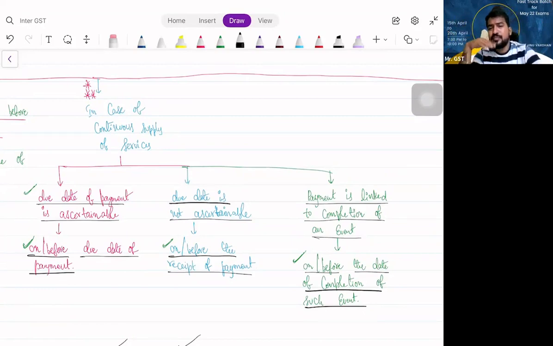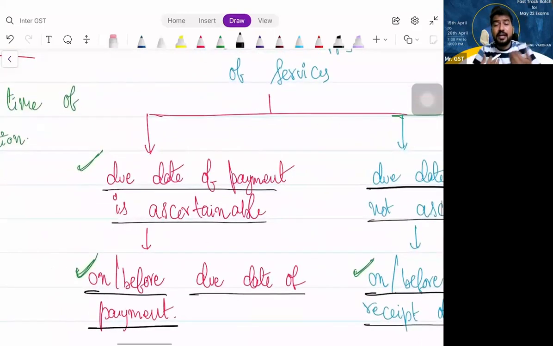Let us assume I am giving a contract to Divakar to construct my house. Obviously, it is a continuous supply of service. It will take more than 3 months. Yes or no? So now the point is how the discussion regarding payment is made between me and Divakar. I told Divakar, see, it is a 12 months project, 1.2 crore project, that means 120 lakhs, 12 months project. Let us assume I said, Divakar, every month, after the month, on the next month's 10th, I will give you 10 lakhs.